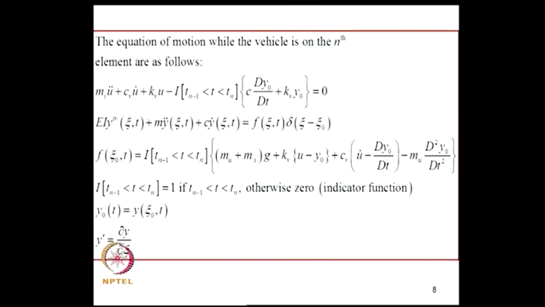Now the equation of motion while the vehicle is on the nth element we have already written. Now this prime here is with respect to xi. So this is the only difference. We have introduced the xi coordinate system which is specific to the nth element.